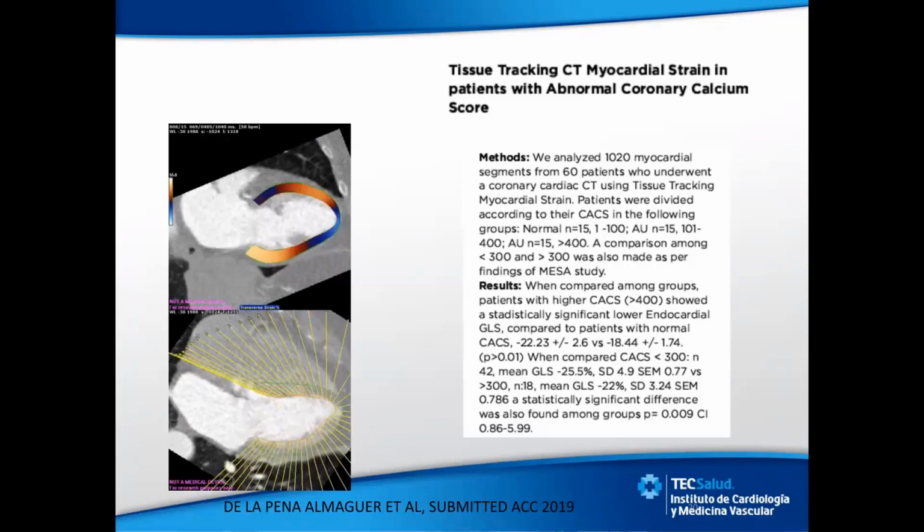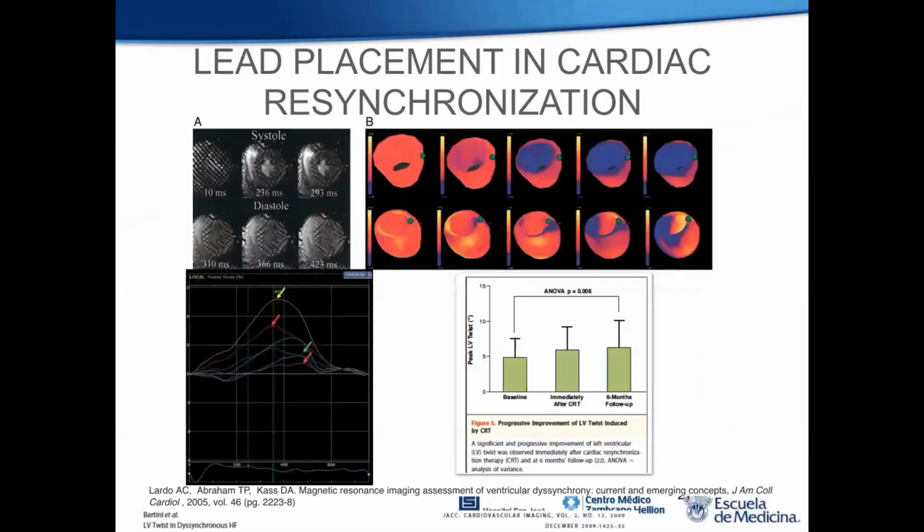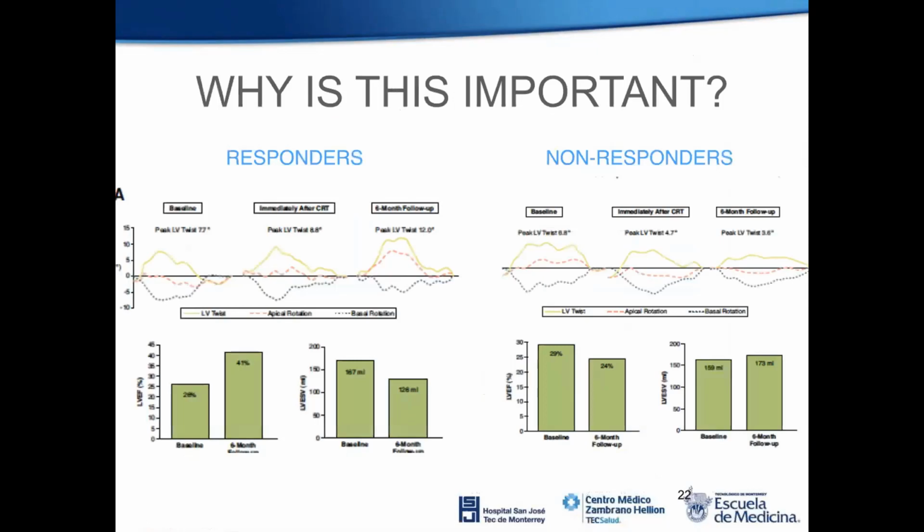Now, one of the places where we know this can be very useful is the lead placement for CRT, or cardiac resynchronization therapy, in which we already know that we need the CT for the mapping of the veins. When we see those patients who respond, we know that on the left side, immediately after CRT, the peak LV twist that can be measured with this technique increases, and over time it changes. However, those patients right after the lead placement have a decreased peak LV twist. We know that over time, at 6 months follow-up, there will be no improvement at all.